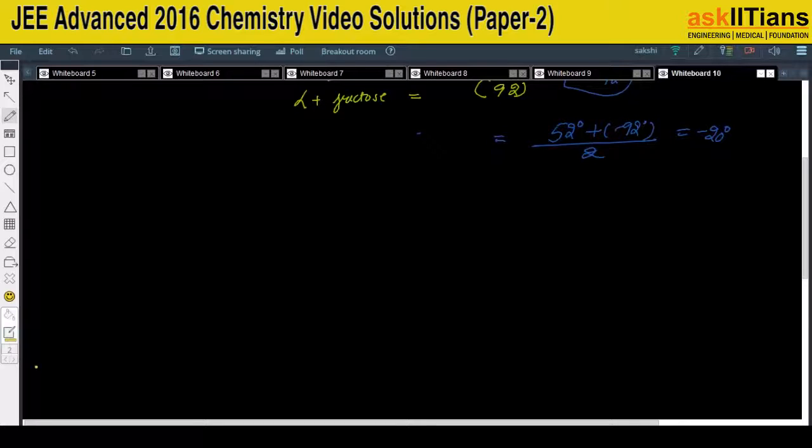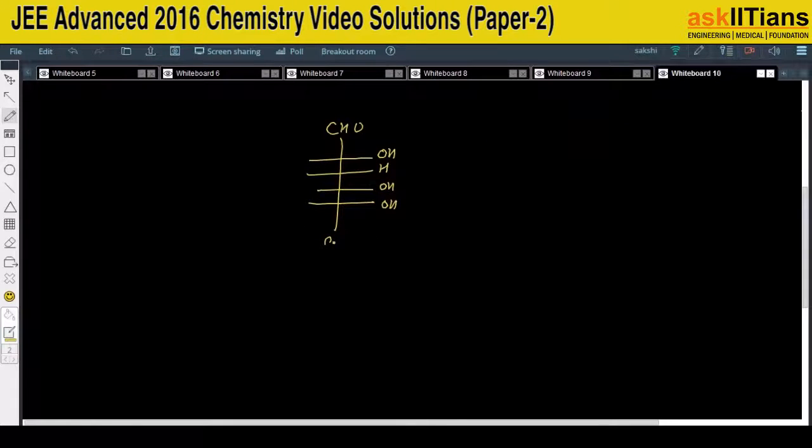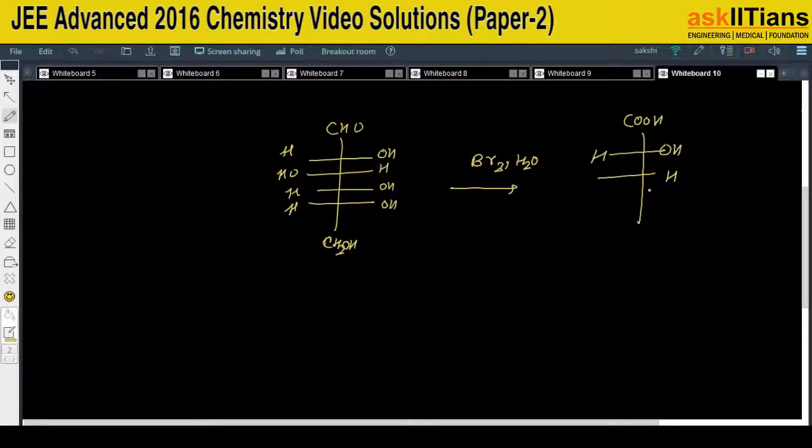It says that now we can say, let me draw the structure: CHO, you have OH, H will have OH, OH, and then we'll have CH2OH. Give me a sec to write this down. Then here you will have H, H, you will have an OH here, and you have H here. So once you add bromine in the presence of water, it will give me COOH. It gets oxidized and it is forming OH. Again you have H, OH, OH and CH2OH.